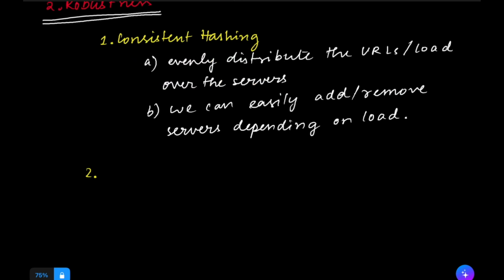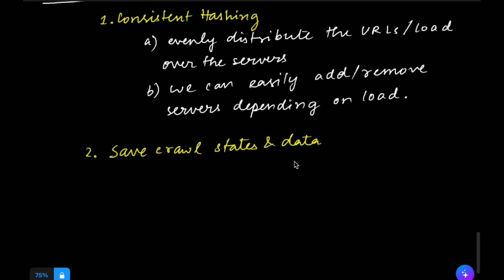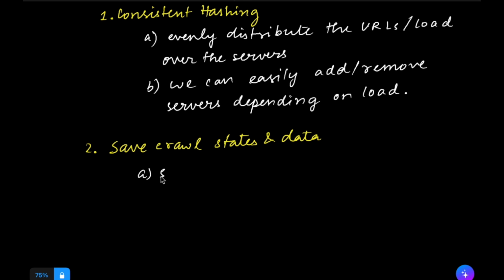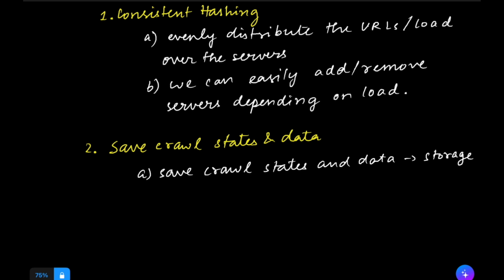Another is that we save crawl states and data. We save the crawl states and its data in a storage system. Suppose the crawler is down for a reasonable amount of time or due to certain unwanted issues. What we can do is reload the disrupted crawler using these saved states and data, and resume the performance from where it stopped.